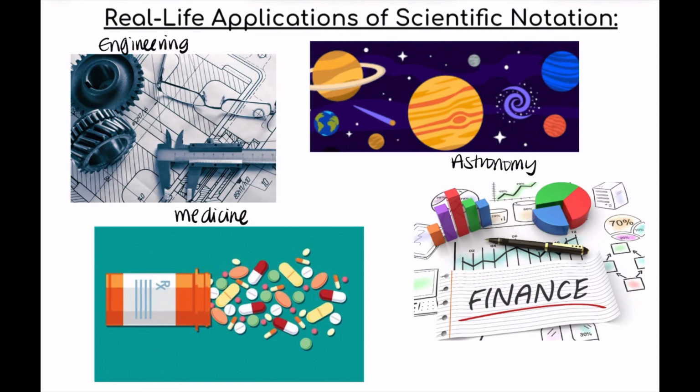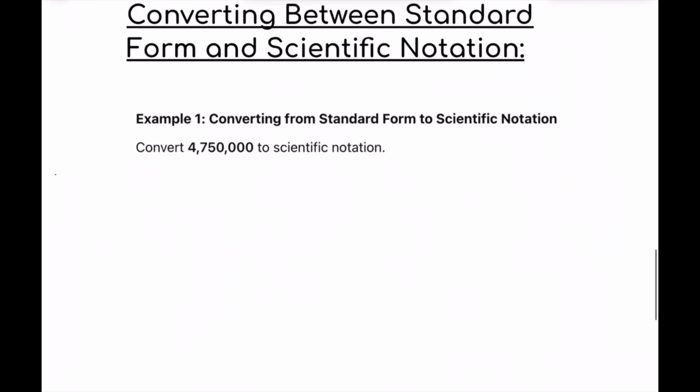This can be used in astronomy, for example, expressing distances in space. We can see it used in medicine, for example, representing the sizes of microscopic organisms. We can see it in finance, representing the national debt of a country in trillions of dollars, and also in engineering, for example, measuring circuit components or storage capacity. So these are the real-life applications of scientific notation. And now let's get into how to convert between standard form and scientific notation.